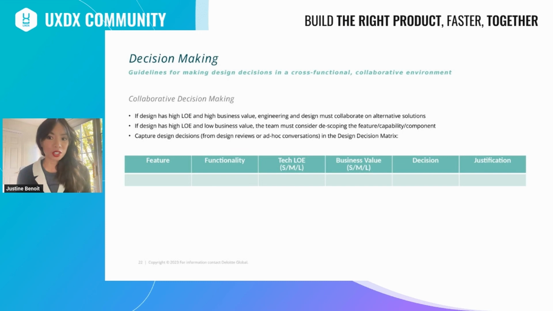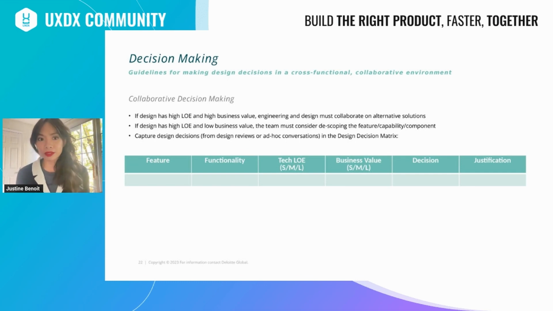we made this decision because X, Y, and Z. It's not just, that's not going to work, we're going to go with that. This keeps everyone accountable and keeps everyone informed of the decisions we've made throughout that product's life cycle.